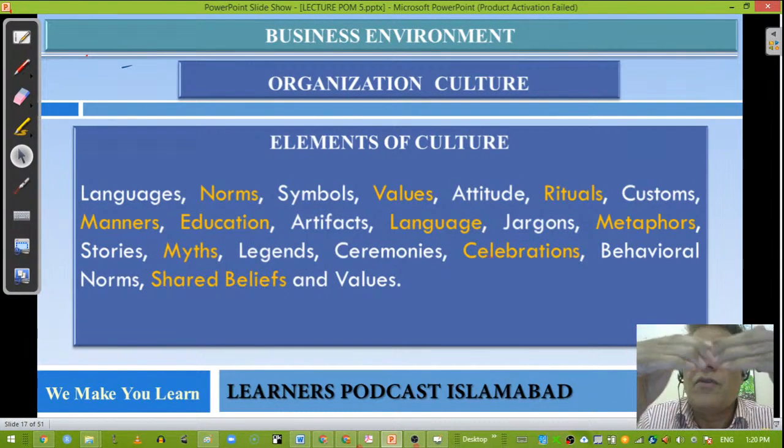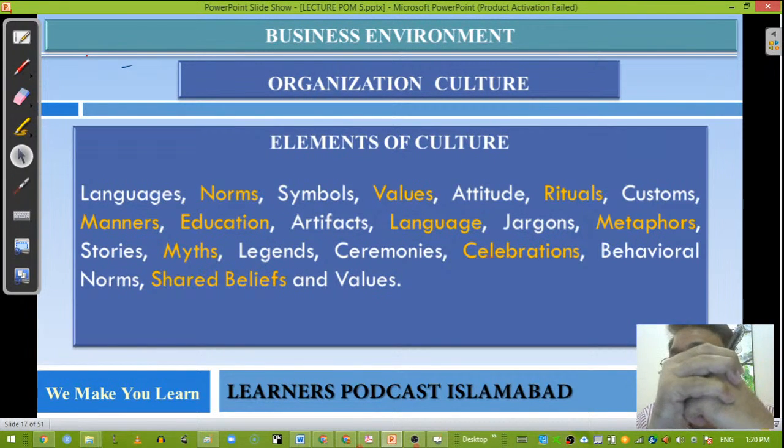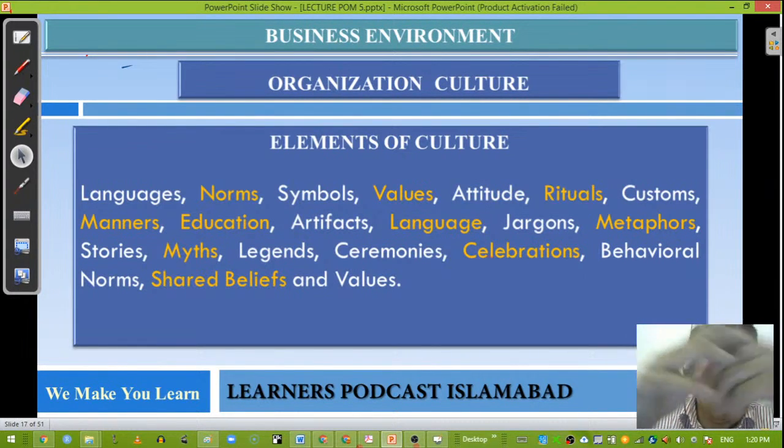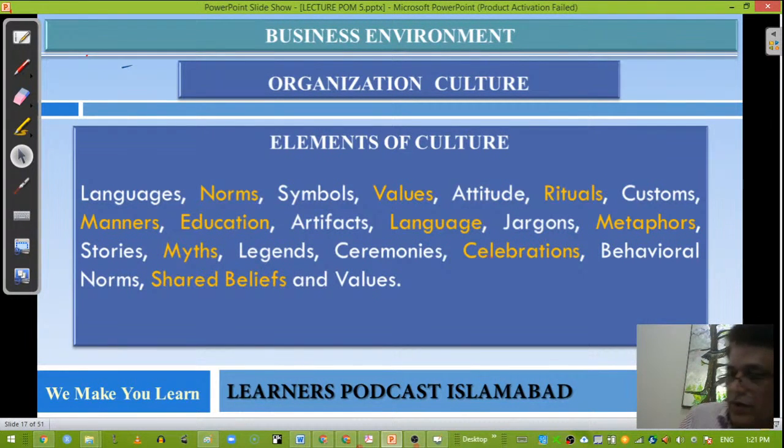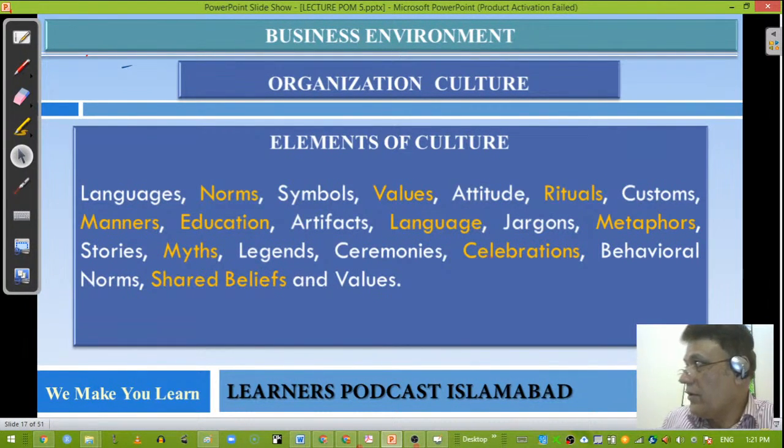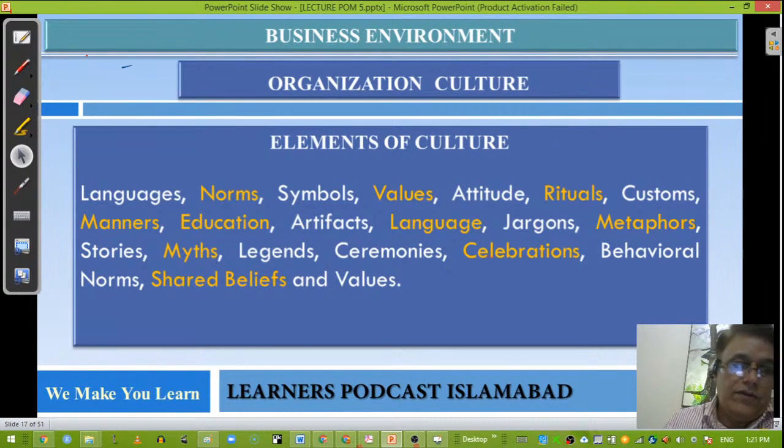Ceremonies and celebrations, the annual functions, annual get-togethers that organizations conduct to give some souvenirs, performance bonuses, gifts, and promotions. So these are the means to display the behavior, and you name these things. You name the languages, the norms, the symbols, values, attitudes, rituals, etc. Okay. So moving on.